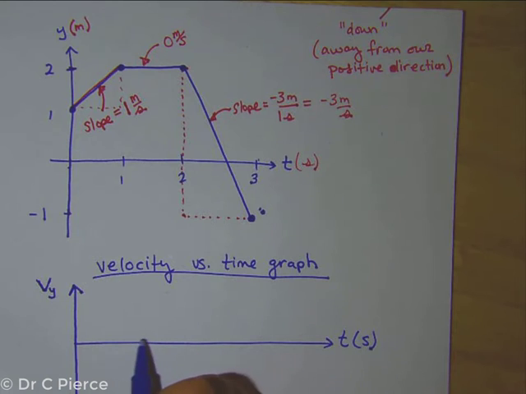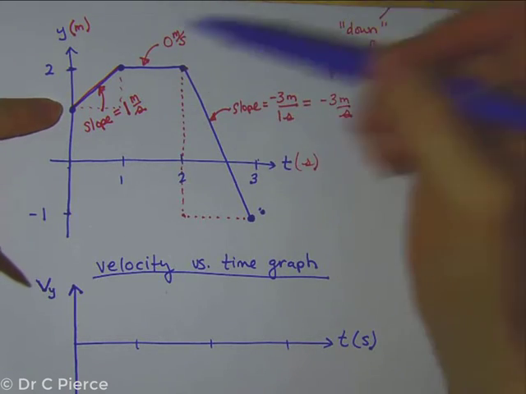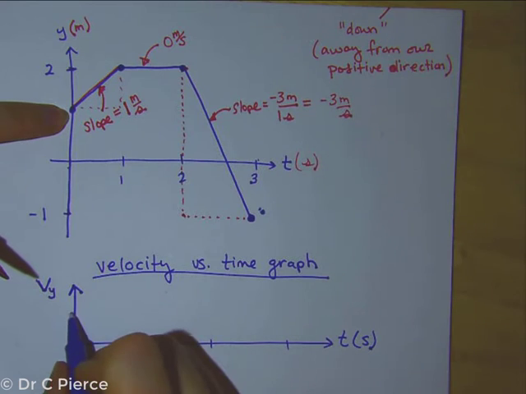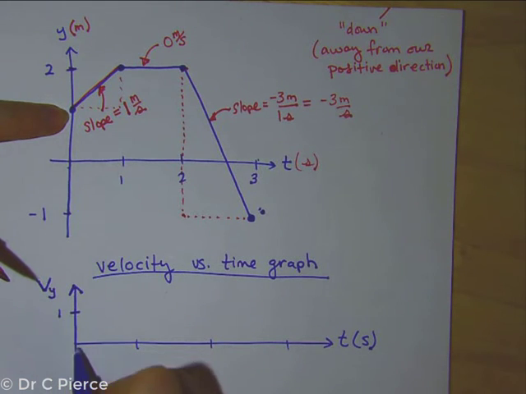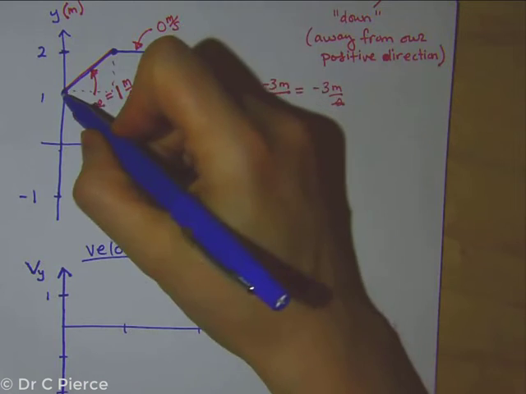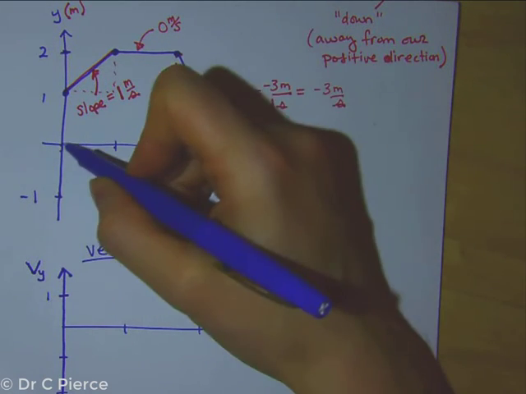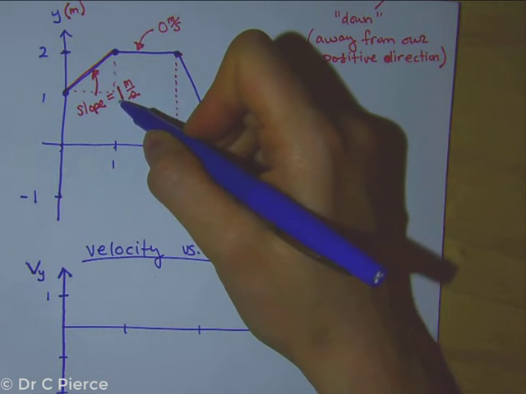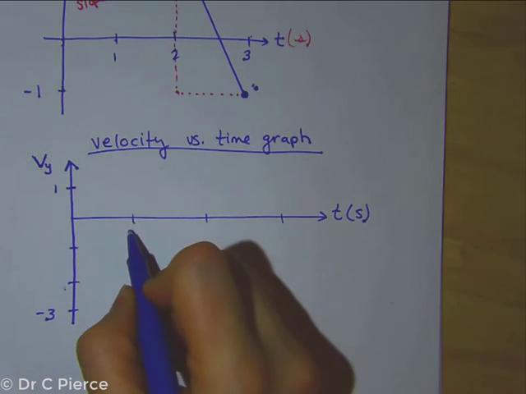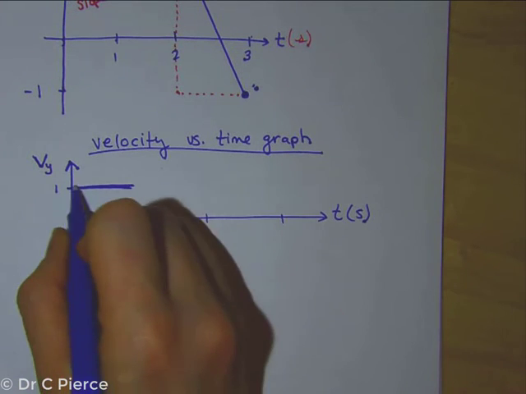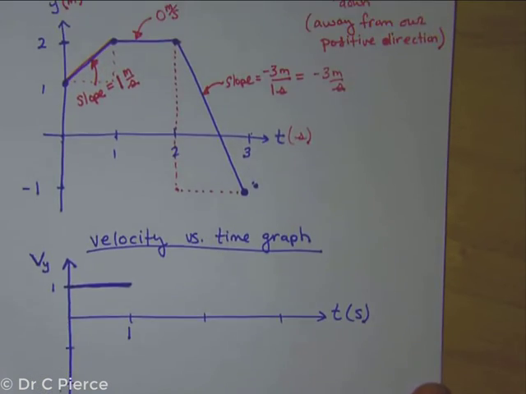Our time was 1, 2, and 3 seconds. And our velocity varied from a +1 to a -3. So +1. Let's look at this segment right here. This whole time, from time 0 to time 1, it had a slope of +1. From time 0 to time 1, it had a velocity of constant +1.